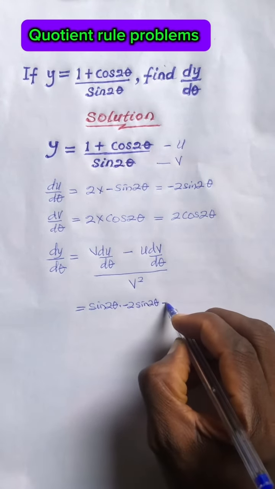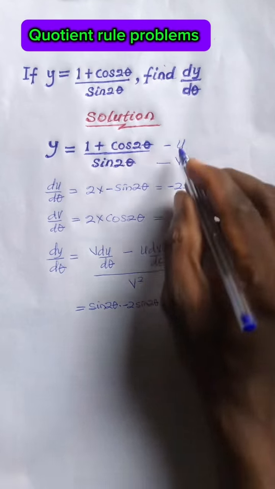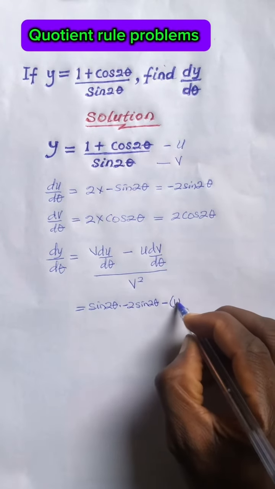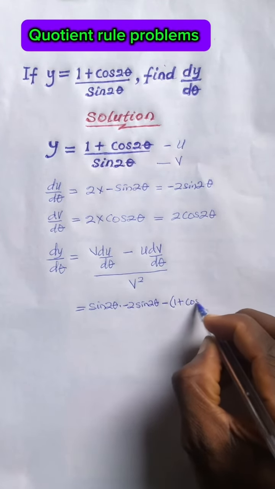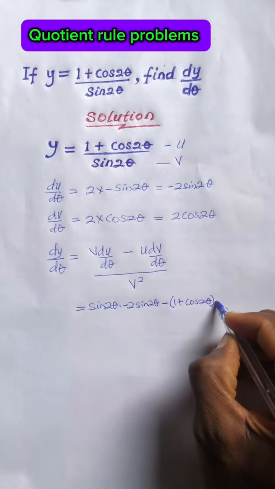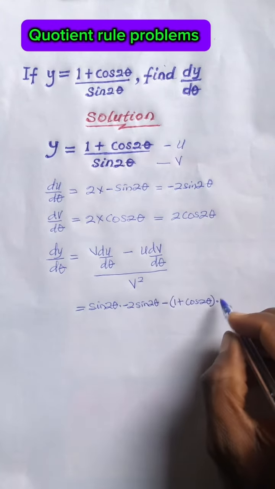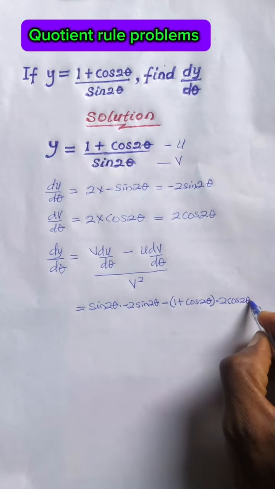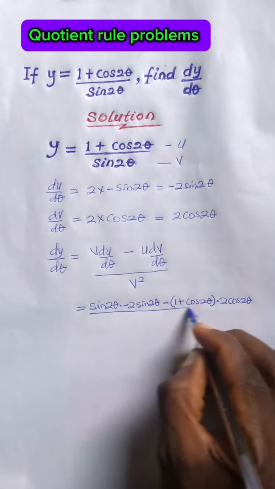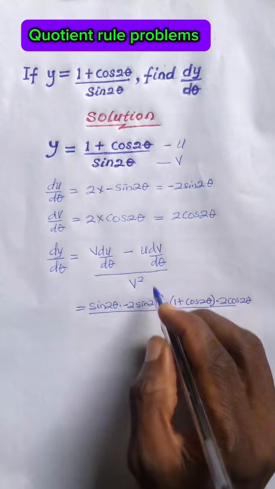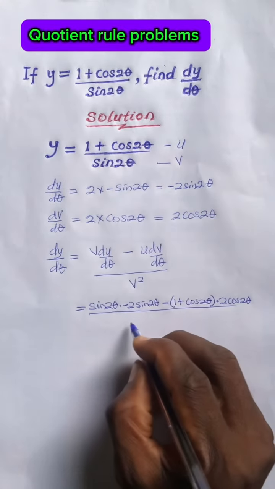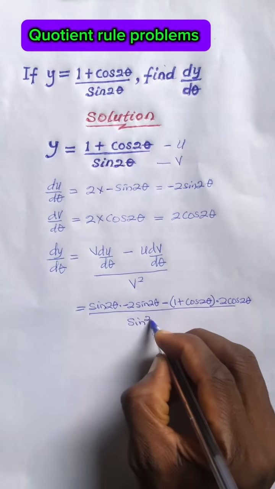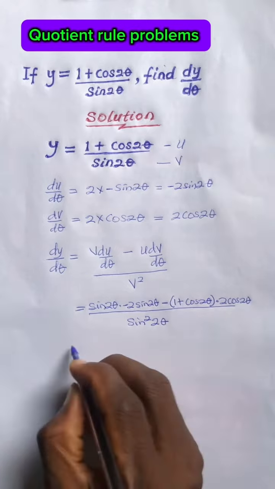Then the minus sign here. Then u has been given as this, so we put it in brackets, 1 plus cos 2 theta. Then dot dv d theta becomes 2 cos 2 theta all over v squared. And v has been given as sine 2 theta, so that becomes sine squared 2 theta.